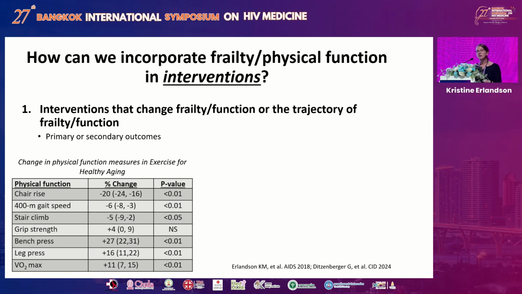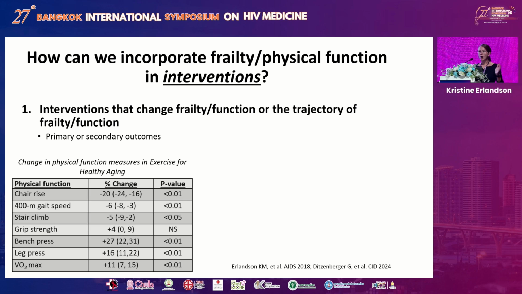We recently completed a study called Exercise for Healthy Aging, where we enrolled older adults with and without HIV who were sedentary, and randomized them to either a high or a moderate intensity of exercise for 6 months. For this study, we were really focused on how either a high or a moderate intensity of exercise might impact physical function. And so physical function was our primary outcome.